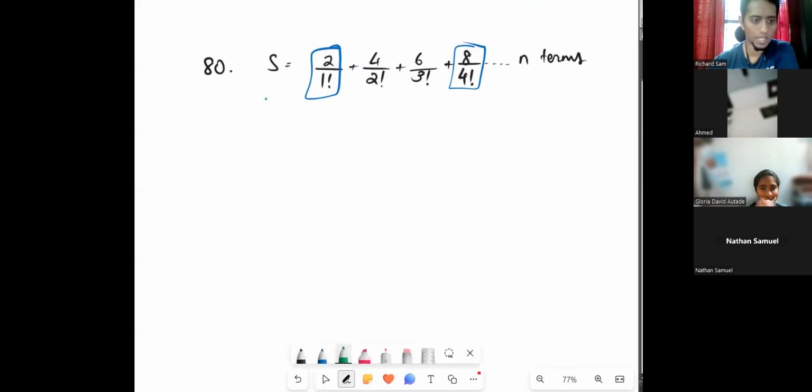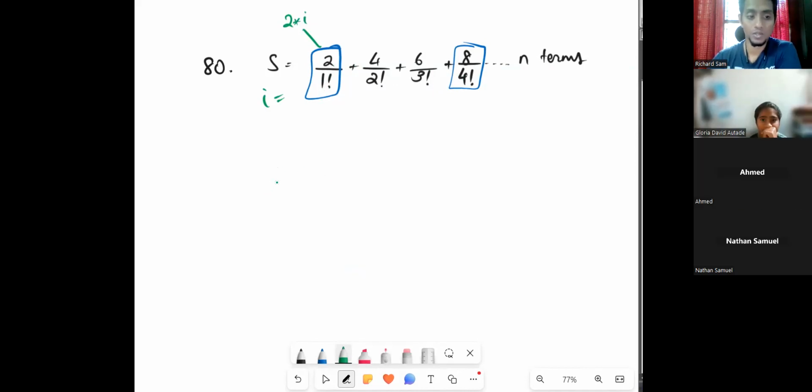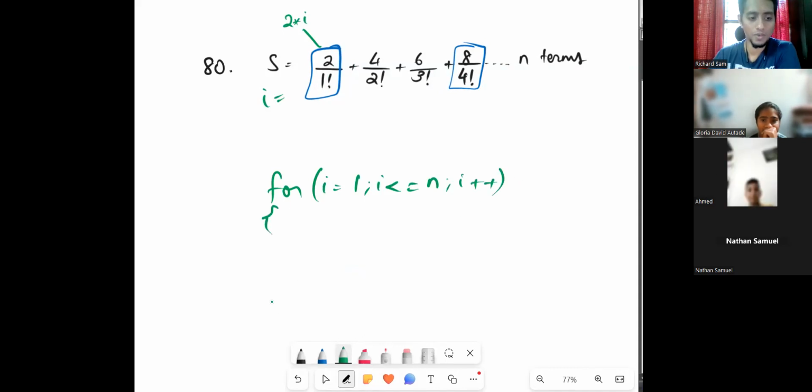So what we were saying, the I values are the denominator 1, 2, 3, 4, and what is the numerator in relationship with I? As you said, it is double of the denominator. So the numerator is I into 2 or 2 into I. Now the denominator has factorials. Let's just write this first. I is starting at 1, I is going till n, and I is incrementing by one every time. Now in this for loop, we have sum is equal to sum plus. This is common for every sum of series program. This never changes.